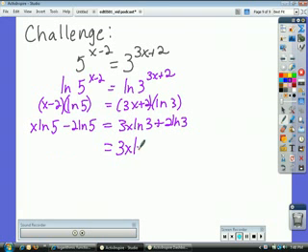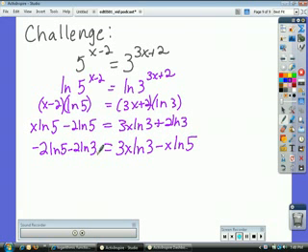Here I'm going to have 3x times the natural log of 3 minus x times the natural log of 5. And over here I'm going to have negative 2 times the natural log of 5 minus 2 times the natural log of 3. Notice that this left side is all constant. This is a constant number. Don't know the exact number, don't know the approximate number, so I haven't typed it in my calculator, but it is a number. Over here we still have a variable.